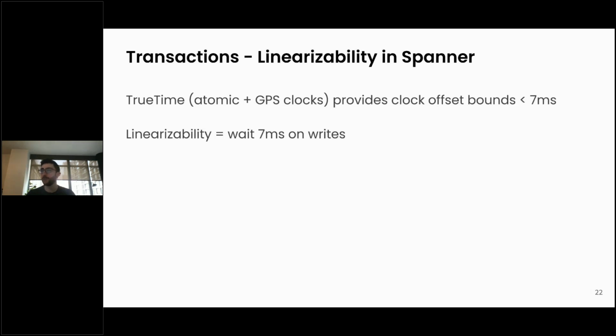And so it's a pretty clever approach, and it really demonstrates why their TrueTime API is so important. Because you can imagine if TrueTime was an order of magnitude worse at providing clock synchronization, these offsets would be 70 milliseconds, and this waiting on writes approach really wouldn't work anymore. 7 milliseconds is a reasonable price to pay on each write, but 70 milliseconds gets a little excessive.